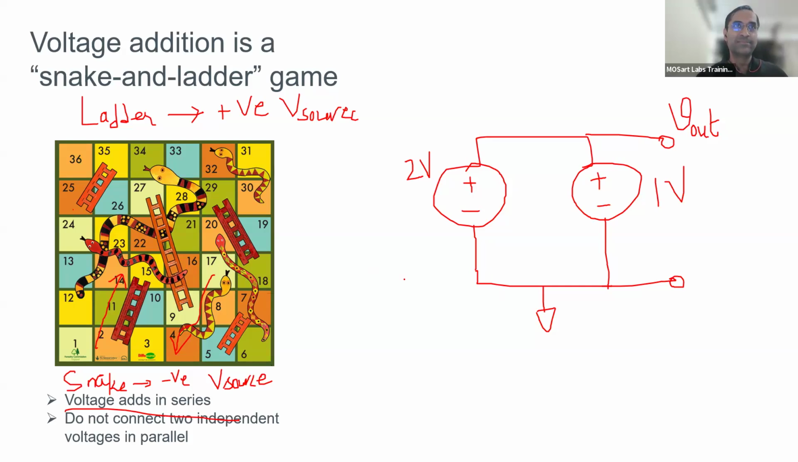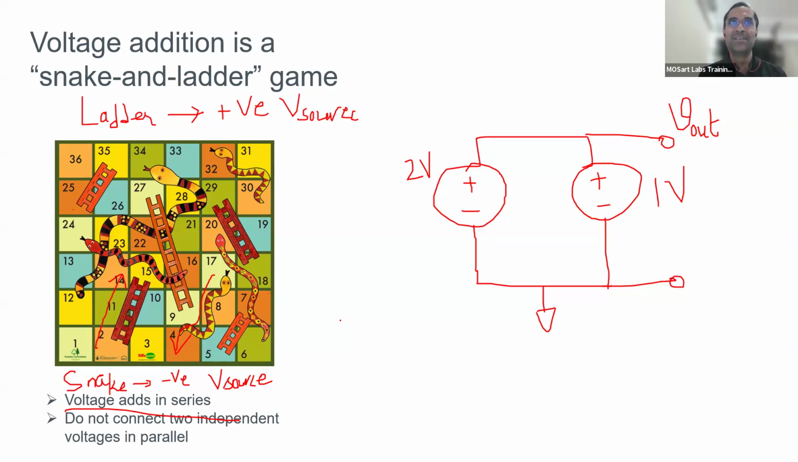Okay, who will win? Stronger. Who has more energy? Stronger, more energy, more powerful. Yeah. He will somehow bend the other one, right? Okay. So who is stronger here? 2 volts, of course. 2 volts is stronger.